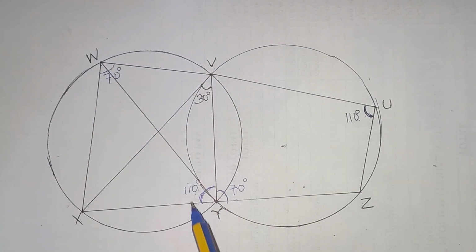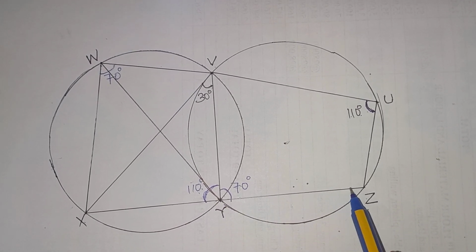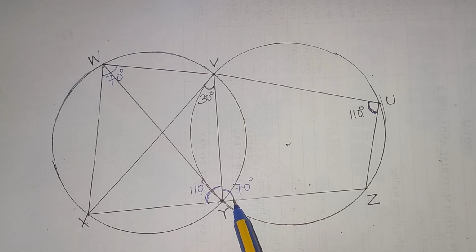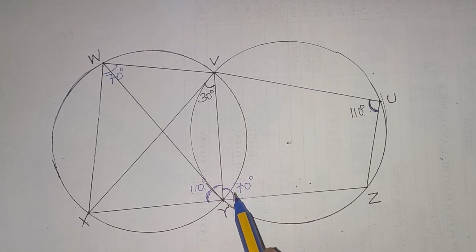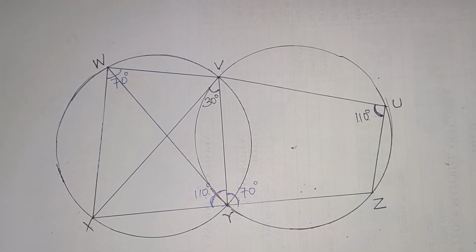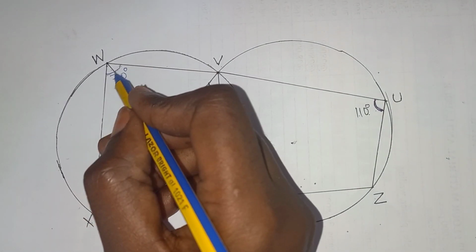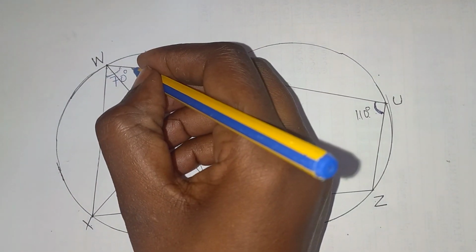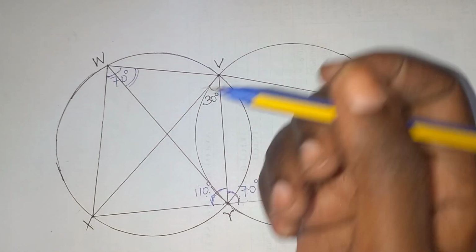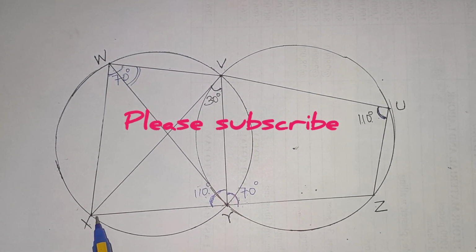Or if you like, you can say that if one side of a cyclic quadrilateral is extended, the exterior angle produced will be equal to the opposite interior angle. That one will still apply. Now that we have this to be 70 degrees, you know that the angle that we want is this one here. This is the angle that we want. So let us look at other properties still.